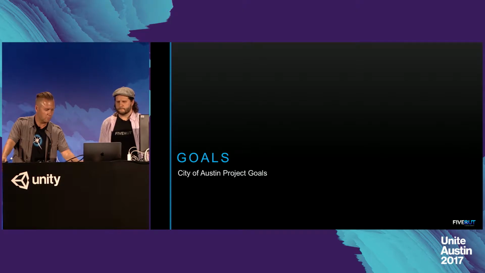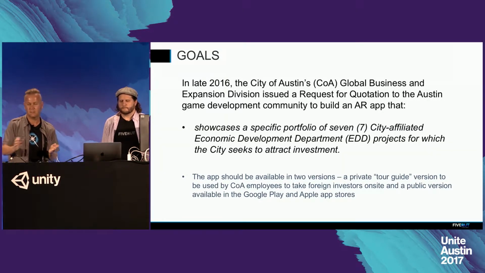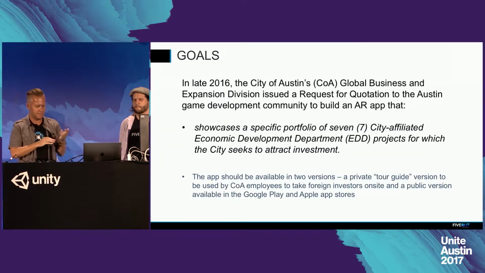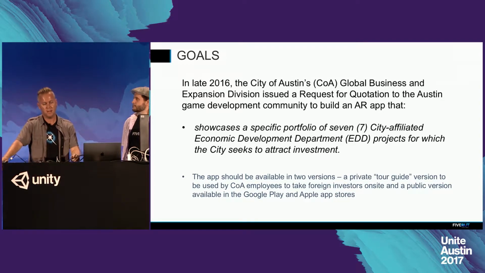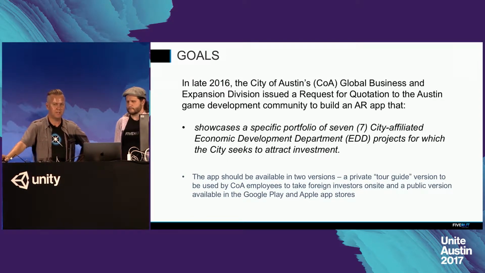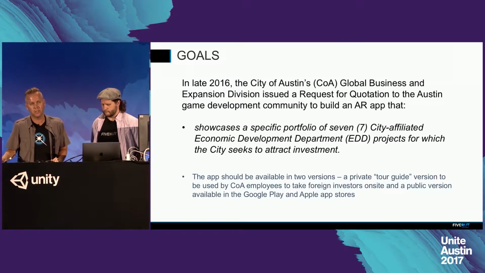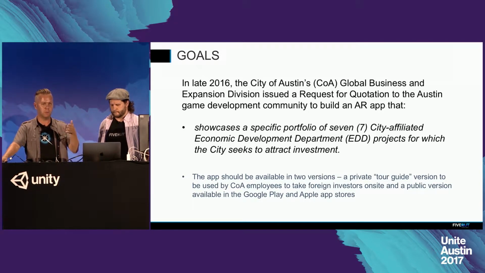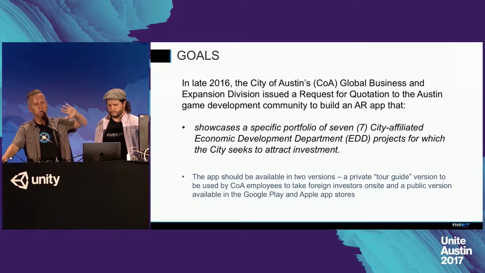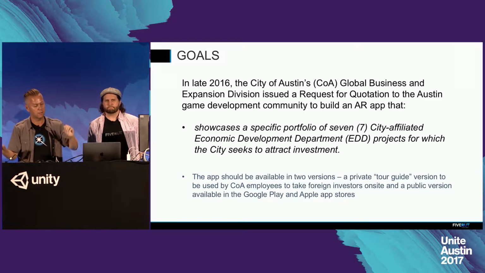So first of all, what the City of Austin were looking for. Late 2016, the City of Austin sent out an RFQ to the Austin gaming community to build an AR app that basically showcases a specific portfolio of 7 city-affiliated EDD projects for which the city seeks to attract investment. So in English, basically the city wanted someone to build an AR app which could show foreign investors what the finished product of future construction projects would look like.